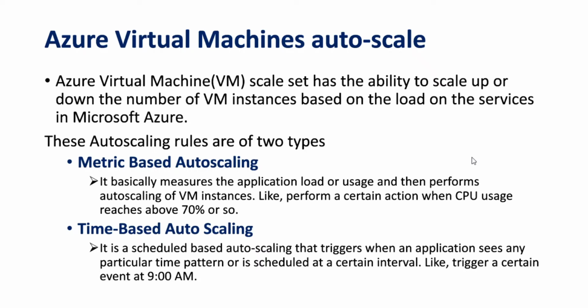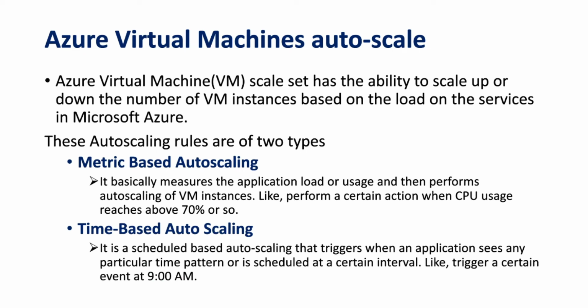Now here we will see how basically a virtual machine scale set automatically upgrades or downgrades the number of instances. So that is called auto scaling. Azure virtual machine scale set has the ability to scale up or down the number of VM instances based on the load on the service in Microsoft Azure. These auto scaling rules are two types basically. First one is metric based, another is time based. In metric based we specify, like if my CPU percentage goes beyond 50% or less than 50%, then we want to increase the number of instances like 1, 2 or 3. So we can specify those things. We will see those in a demo.